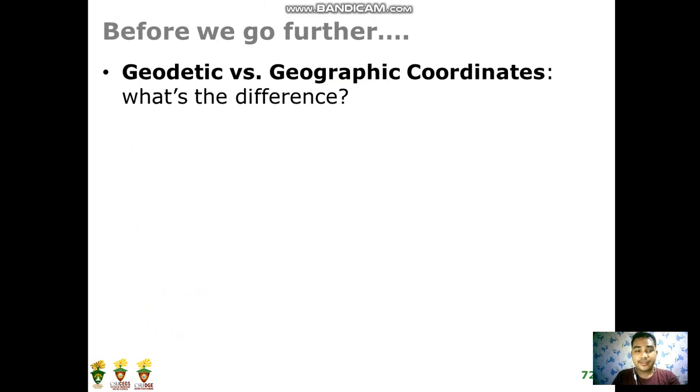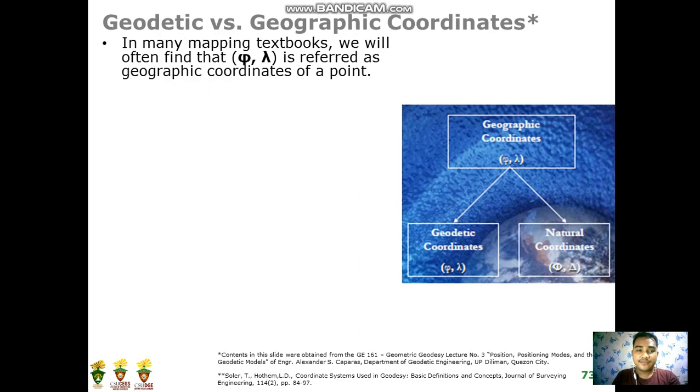Before we go further, class, let us differentiate what is geodetic and geographic coordinates. I will define them because maybe you are confused about the difference between them, sir, or whether they are the same. So let us differentiate them. In many mapping textbooks, you will often find that latitude and longitude are referred to as the geographic coordinates of a point, right? That is what you will see in textbooks.